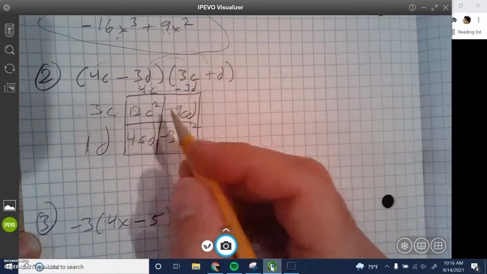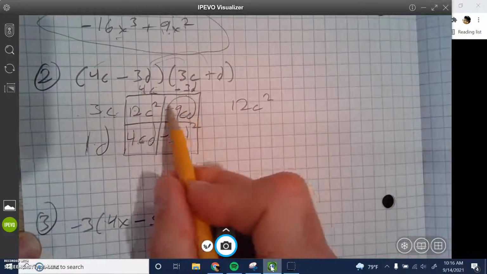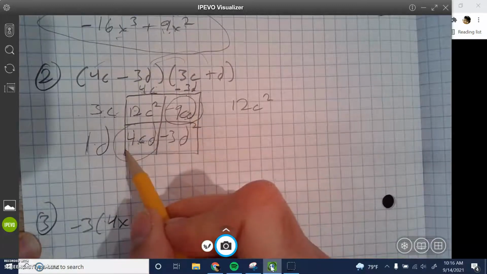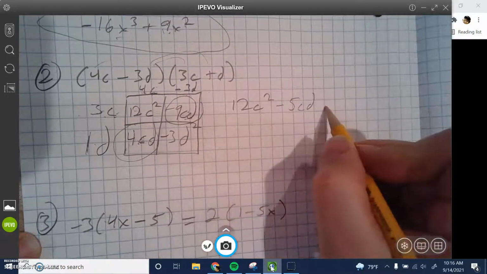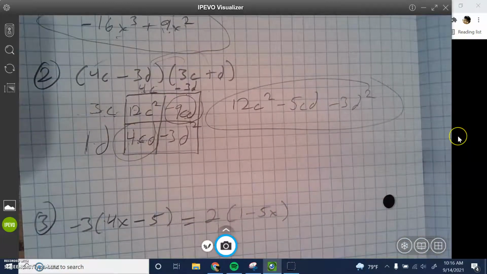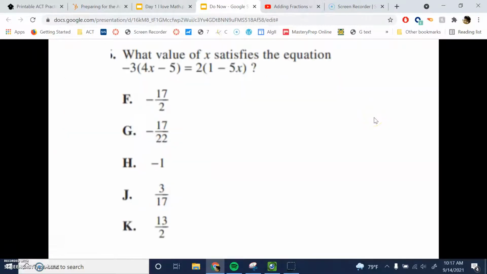So similar to this one right here, we're going to combine the like terms. So 12C squared. CD, these are the like terms, so negative 9CD and 4CD is negative 5CD. And then negative 3D squared is the final answer. It may be in a different order, but I don't know. Let's see. So we got 12C squared minus 5CD minus 3D squared. So C is the answer. Yay! Okay, here's the next one.